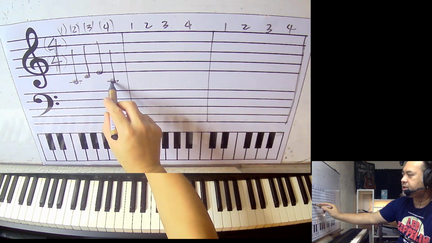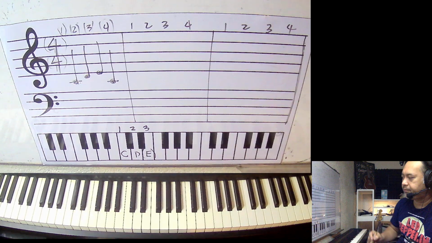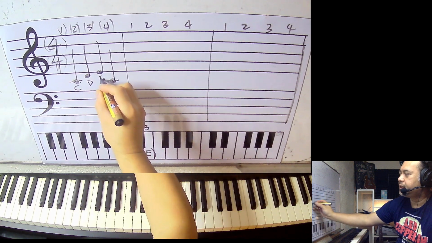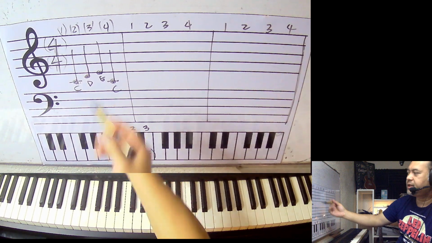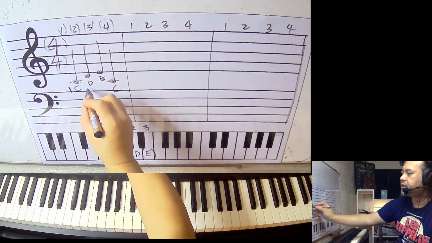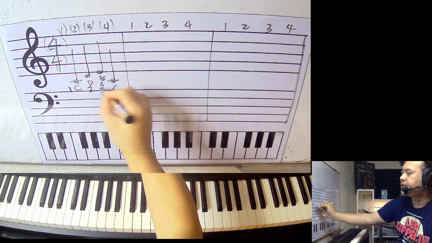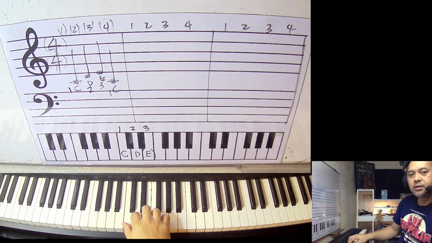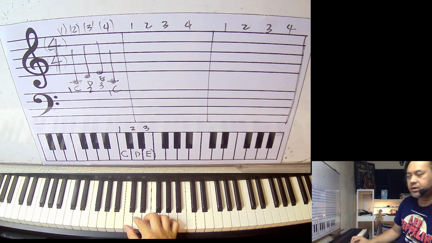Since the last note here on the 4th beat is back to C, let's write it down. C, D, E, and then C. So what do you think? Finger number 1, finger number 2, finger number 3, and then back to finger number 1. So if we play this, we practice finger number 1 on C, D, E, and then back to 1.